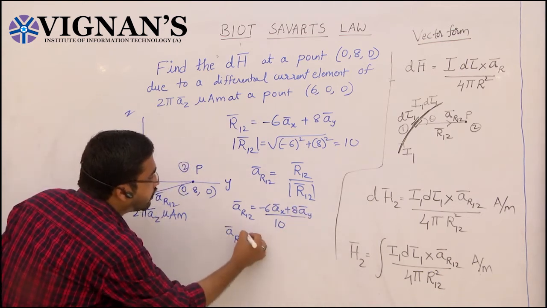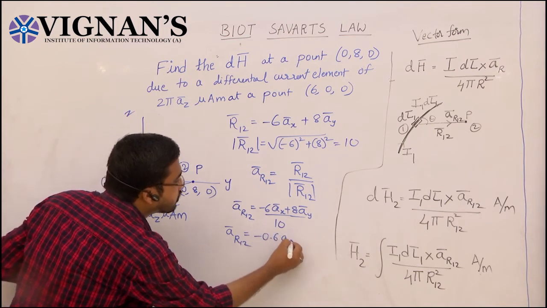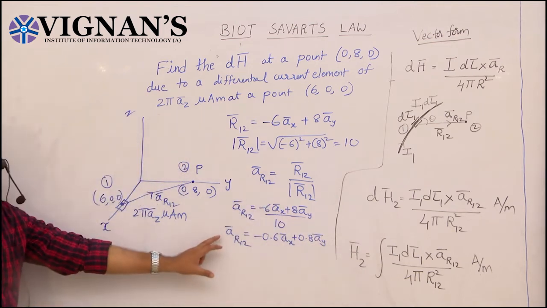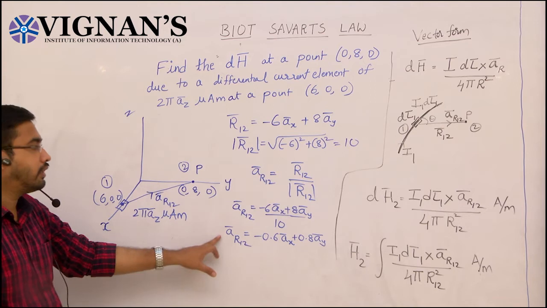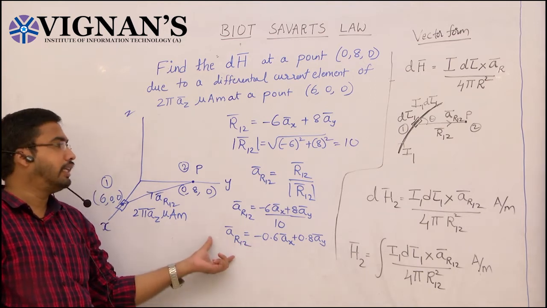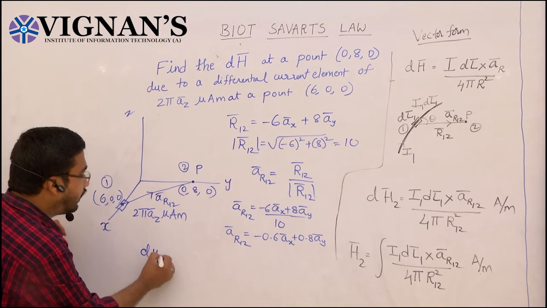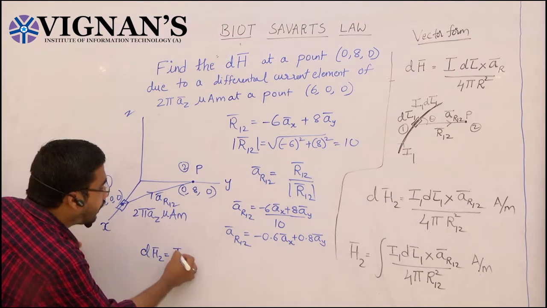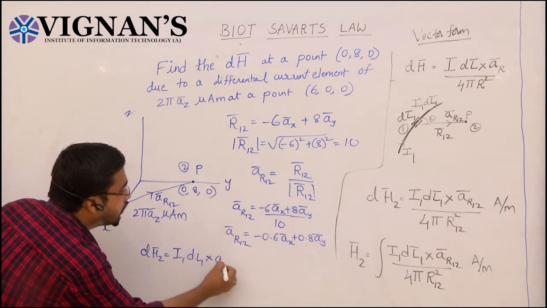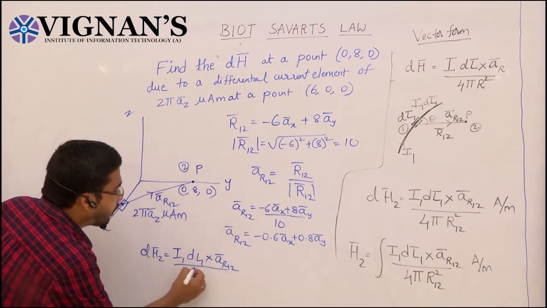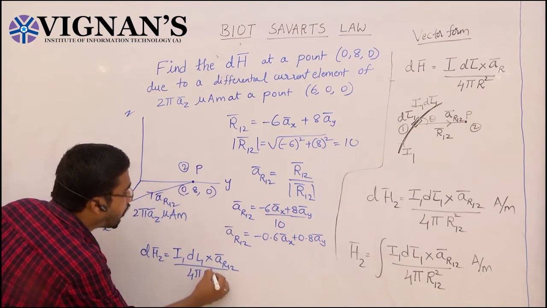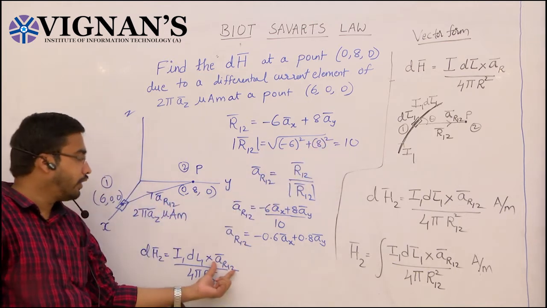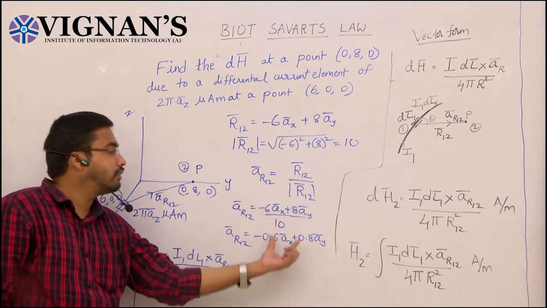So AR12 is equal to minus 0.6 AX plus 0.8 AY. This is the unit vector. Now, what is the formula for differential magnetic field intensity? Differential magnetic field intensity at this second point, DH2, is equal to I1 dl1 cross AR12 by 4 pi R12 square. Already we know the magnitude of this R12, that is equal to 10. Now we need to find AR12, that is this unit vector.